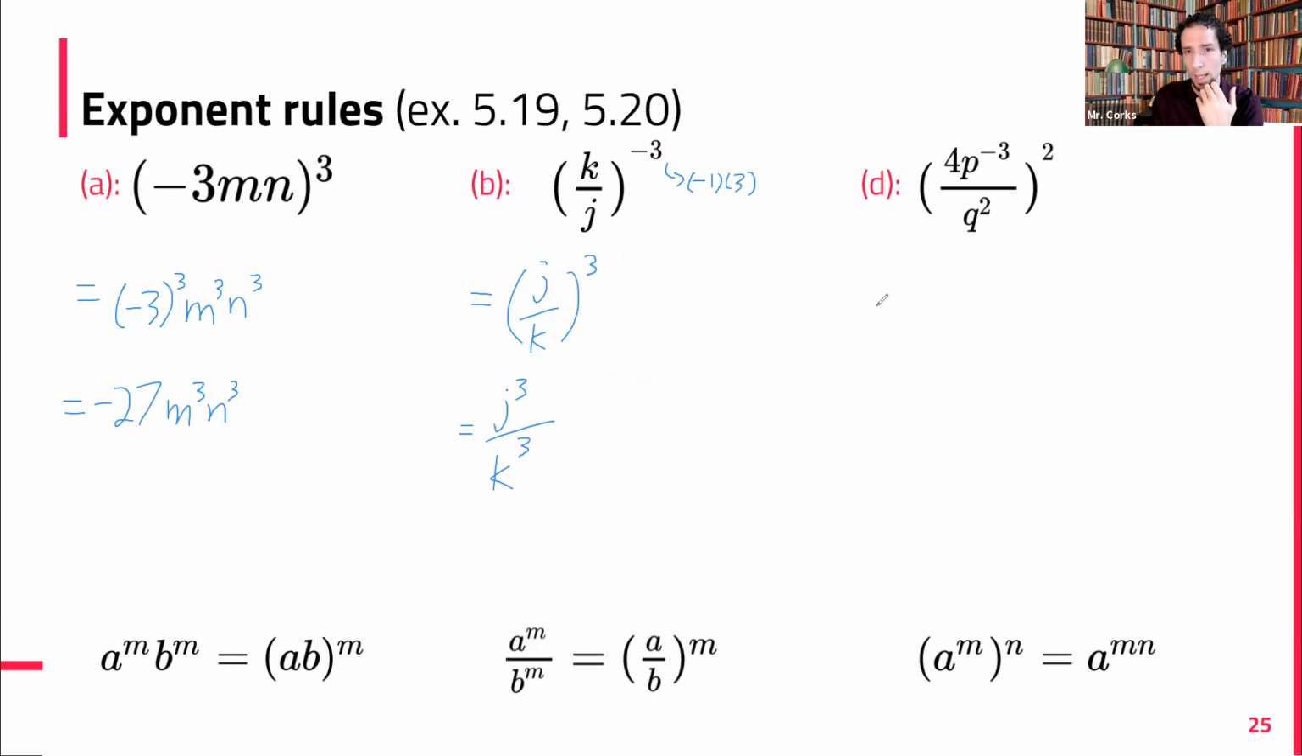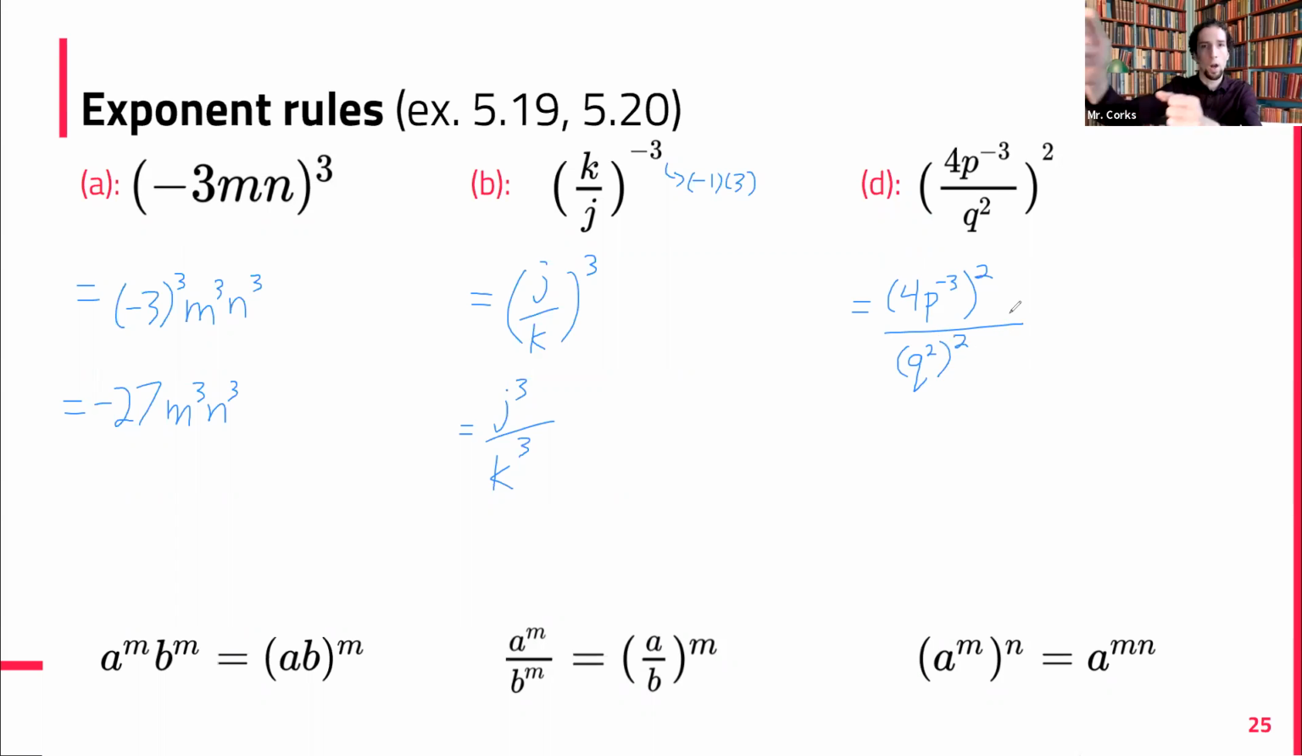Okay, the last one has a little more going on here. So we'll do it step by step. What's the first step to simplify question D? 4 squared multiplied by p exponent -6. Okay, I'm gonna give us one more step even here. So I'll say we have the top of the fraction, 4 p exponent -3 squared, over, and then the whole thing on the bottom, q squared squared.